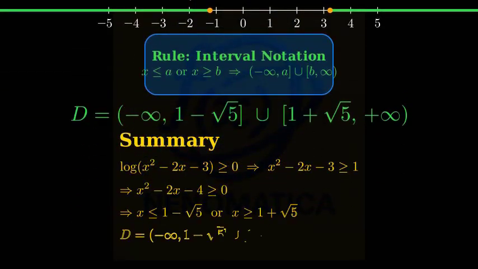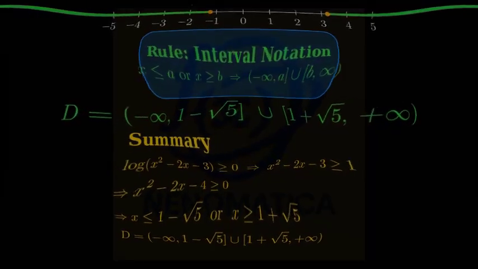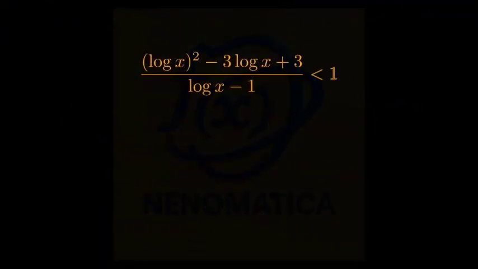Recap. We converted the log inequality to an exponential inequality, simplified, moved everything to one side, solved the quadratic using the quadratic formula, reasoned about the sign of the upward opening parabola, and finally wrote the solution set in interval notation. The problem is the fraction open parenthesis log base 10 of x close parenthesis squared minus 3 times log x plus 3 over log x minus 1 is less than 1.